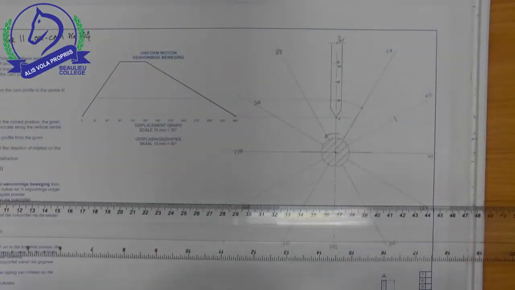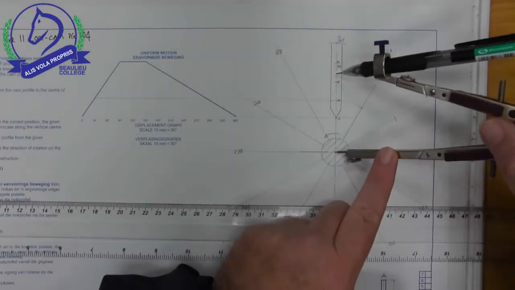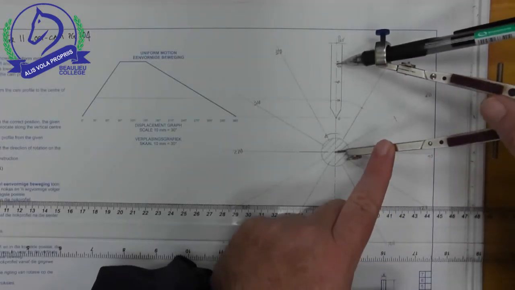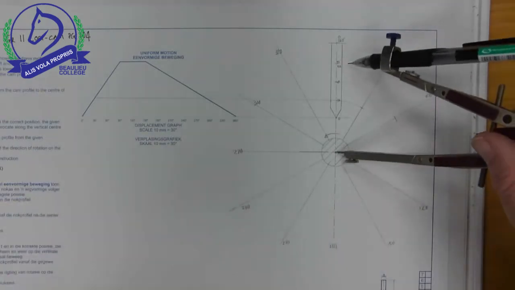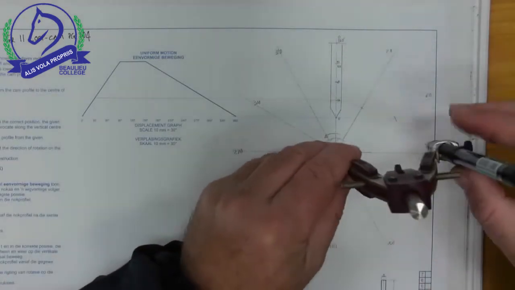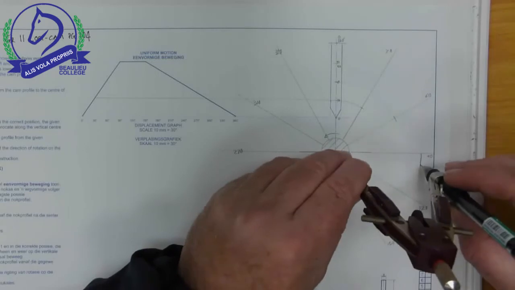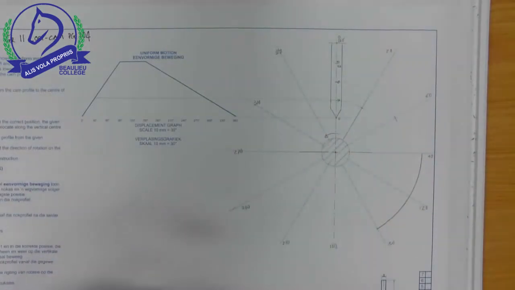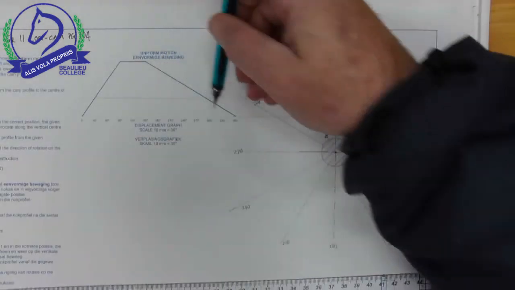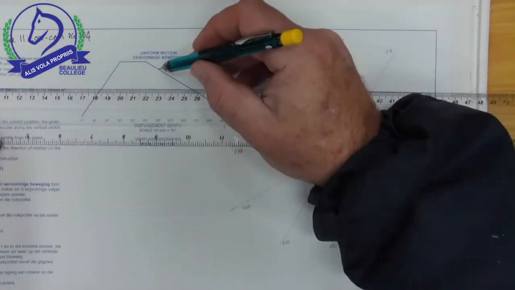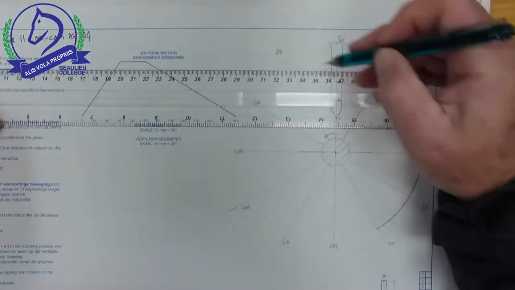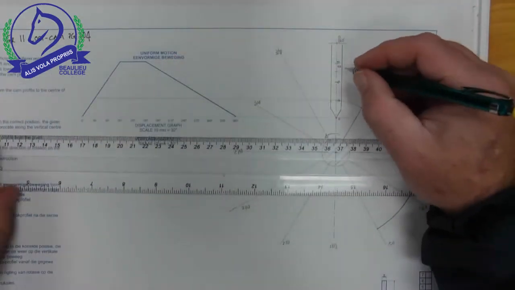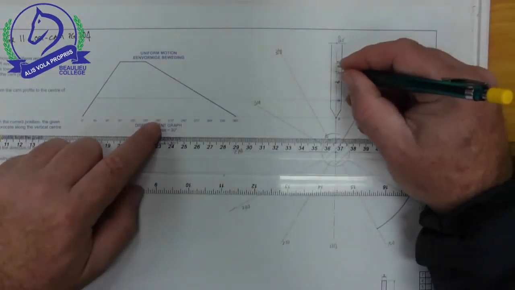Set that distance with my compass. Now because this is a dwell period where it's staying the same, I'm going to draw this arc in. So there was 90 and it goes all the way to 150. Next, it starts falling. So here is my next point, and that is 180.